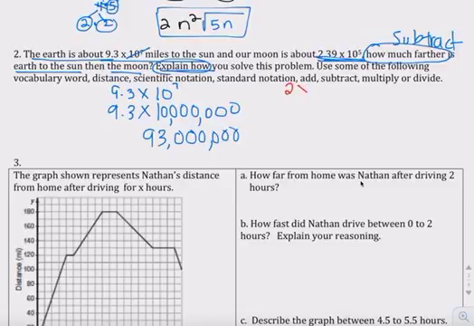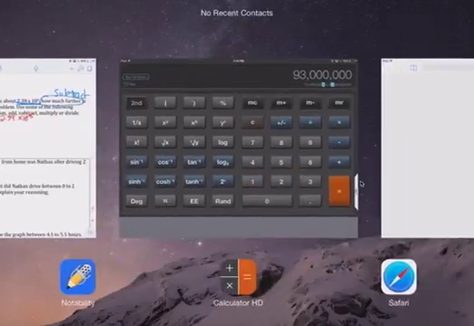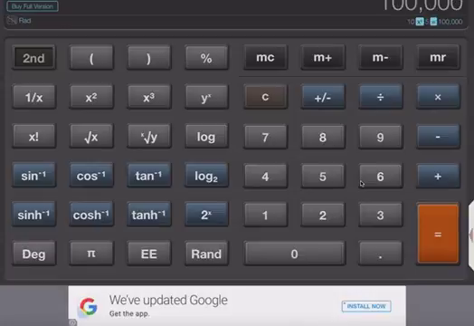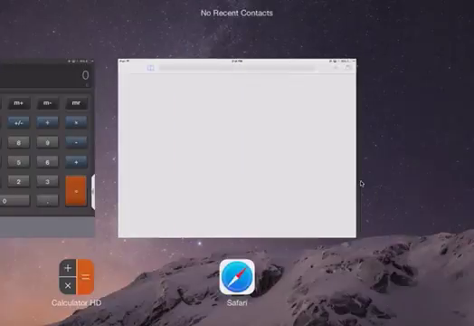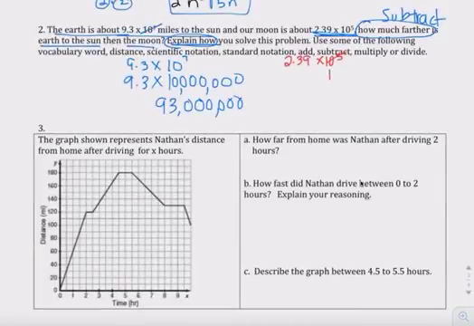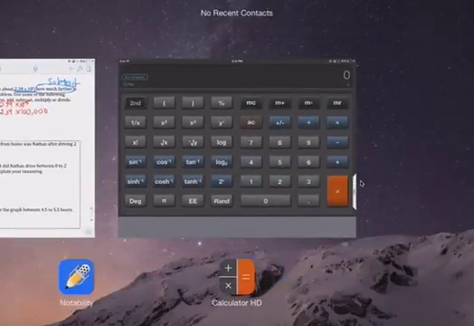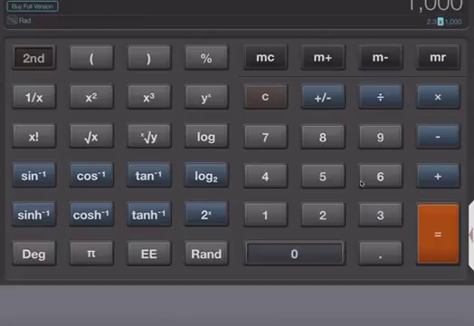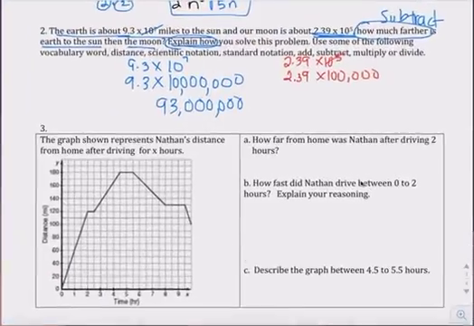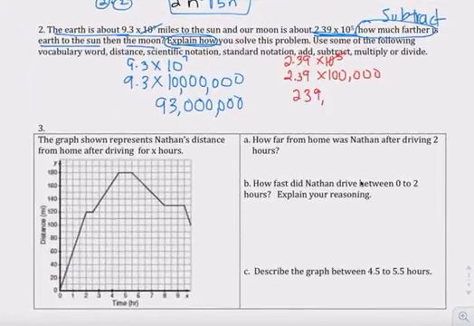2.39 times 10 to the 5th. You do the exponent first, 10 to the 5th. Clear, 10 to the power of 5 equals 100,000. Oops, no, I don't want to do that. Shoot. Okay, so that's 100,000 times 2.39. This is order of operation. 2.39 times 100,000 equals 239,000.